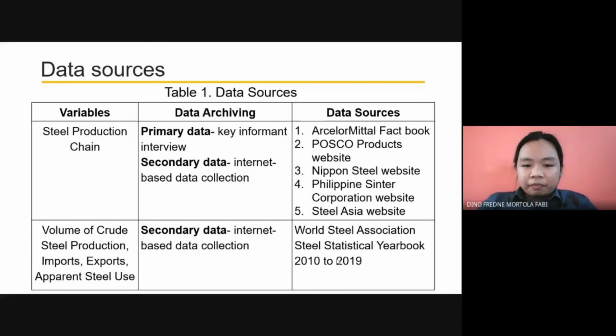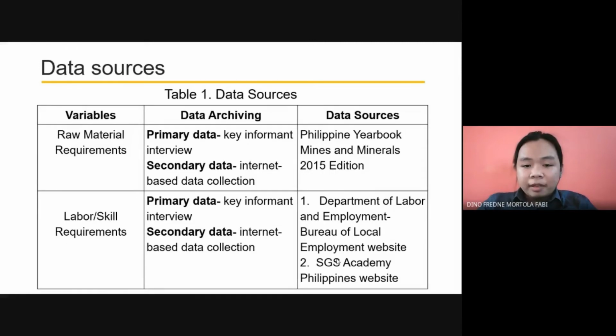Data sources. This study utilizes primary and secondary data sources. According to Salkind, a primary data source provides original and first-hand data, and the secondary data contains data that has already been compiled by someone other than the current researcher and is being used for a particular reason. The key informant interview will be the primary source of the present study. The interview will be about raw material requirements, labor and skills requirements, and steel production chain.